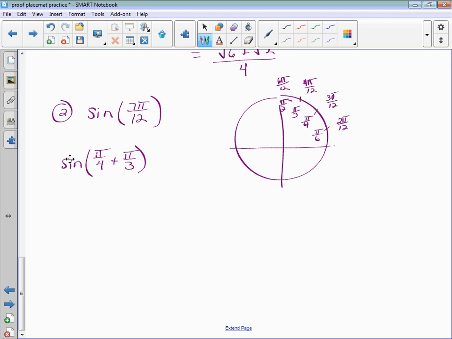So guys, do you agree that this is just sine of pi over 4 plus pi over 3? Pi over 4 is 3 pi over 12, and pi over 3 is 4 pi over 12. Are you with me?